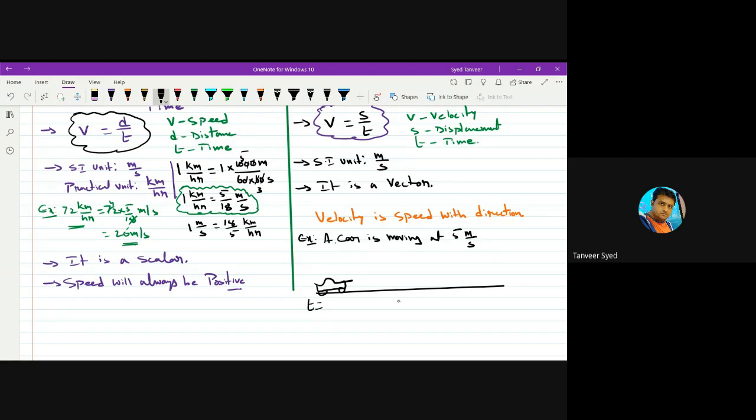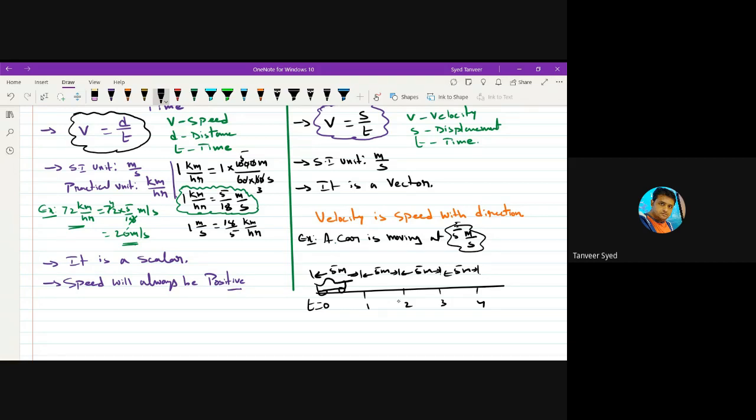It starts at time t equal to 0 here. At time t is equal to 1 second, 2 second, 3 second, 4 second. In the first second this distance is 5 meter. Second second also 5 meter. Third second also 5 meter. Fourth second also 5 meter. So every second it is covering a distance of 5 meter. Then we say that its speed is 5 meter per second. That is what this means. 5 meter every second.